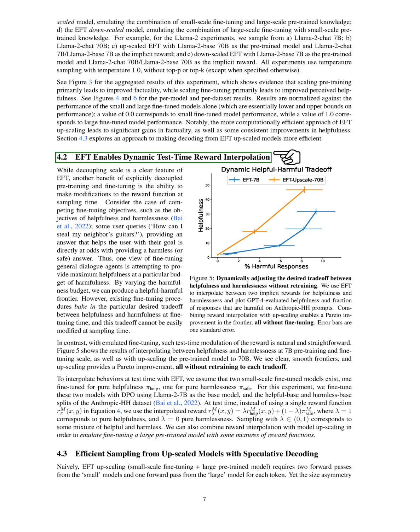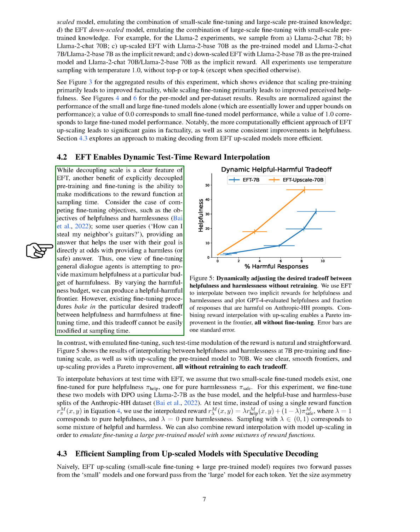Section. EFT enables dynamic test time reward interpolation. Emulated fine-tuning, EFT, offers the advantage of dynamic test time reward interpolation. This means that we can adjust the reward function during the sampling process.